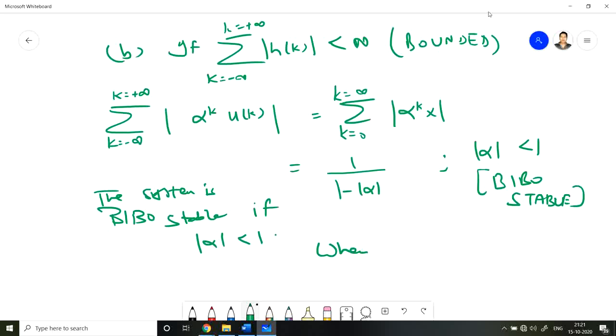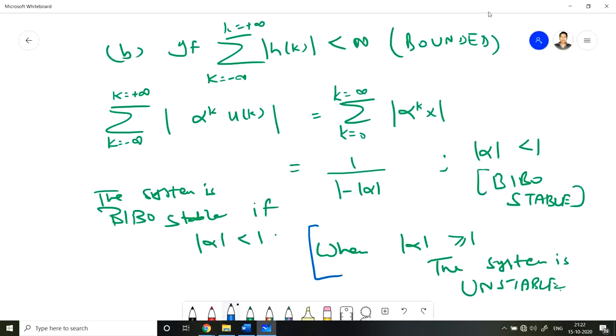And when modulus of alpha is greater than or equal to 1, the system becomes unstable. So this is the condition for instability. When modulus of alpha is greater than or equal to 1, the system becomes unstable, and when modulus of alpha is less than 1, the system is BIBO stable.